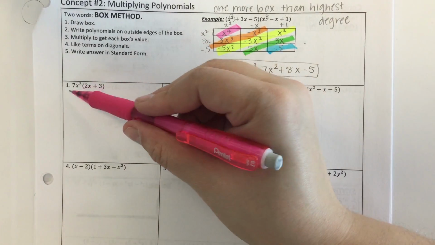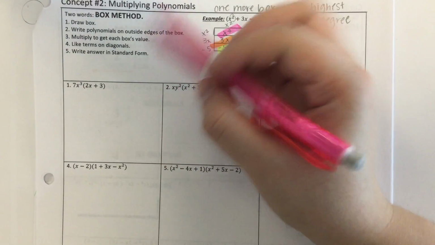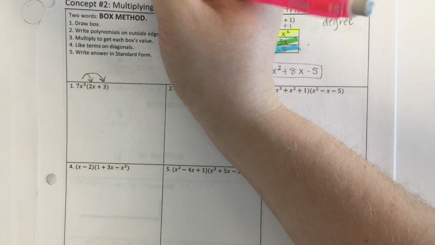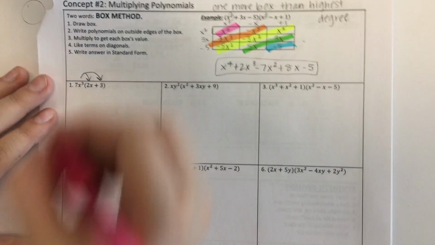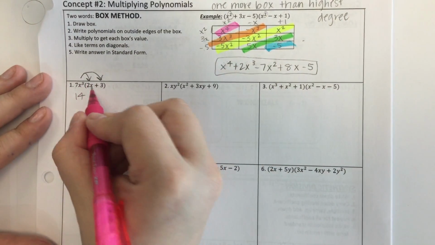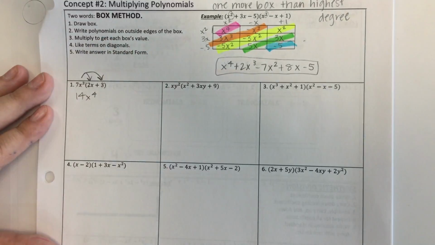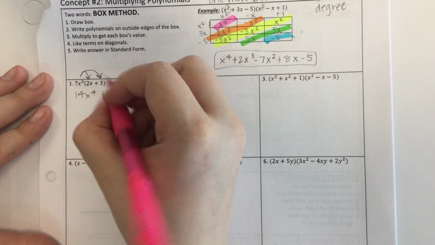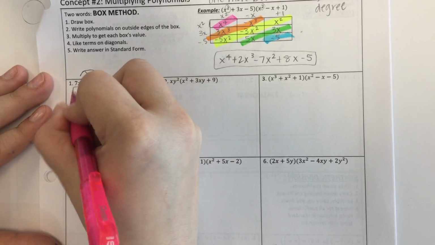Okay, number 1, I don't really have to draw a box because all I need to do is distribute this guy. So really this is just practice for adding exponents. So 7 times 2 is 14. X cubed times x is x to the 4th. 3 times 7 is 21. And then x cubed just hangs on right there.